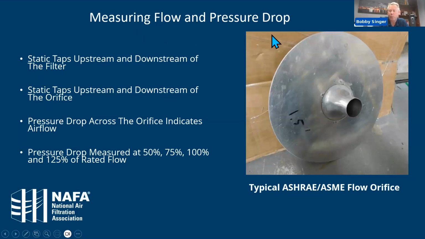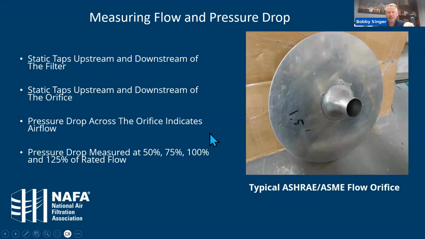But again, we're measuring the pressure drop across that plate. The pressure drop, depending on the size of that hole, is how we know how much flow we're pushing through the duct. So the larger the hole, obviously, the more air going through. So we would use a larger orifice at the higher flows, smaller orifices at the lower flows.